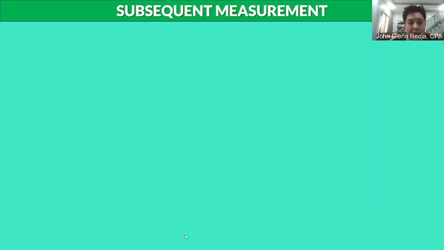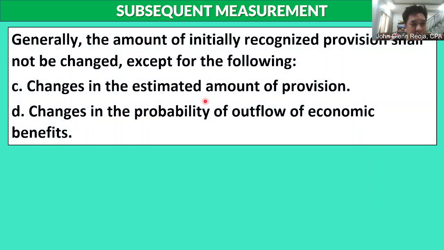So, another exception, what if may changes in the estimated amount of provision? Di ba last time, yung events after the reporting period na illustrations, since there is final judgment na sa court or better information coming out, that must be revised. Revise dapat yung estimates. And for letter D, changes in the probability of outflow of economic benefits must be considered under subsequent measurement.